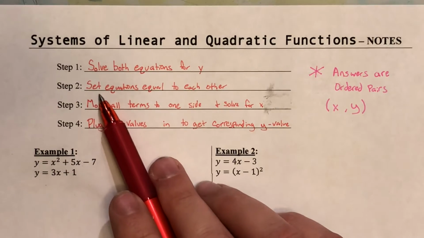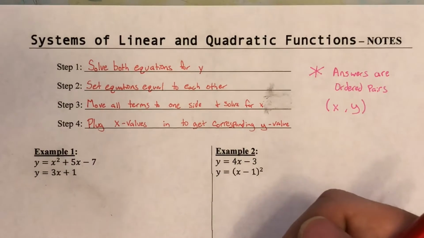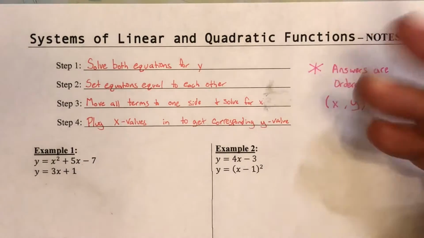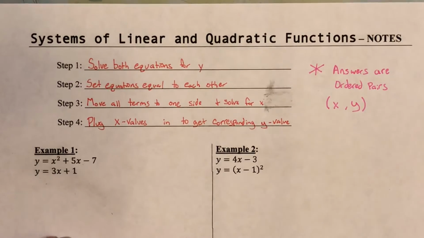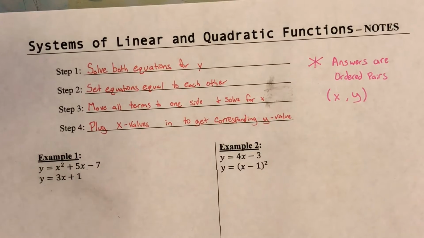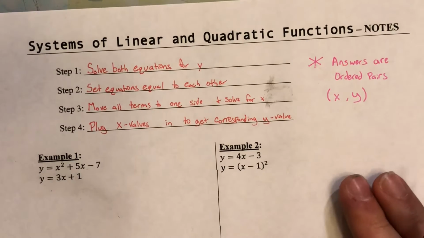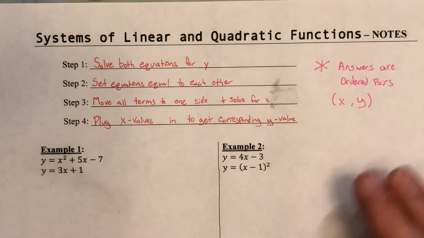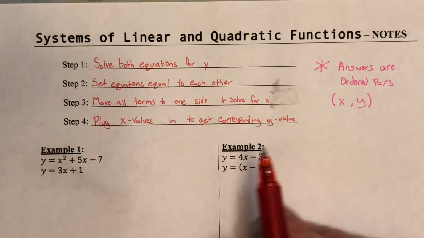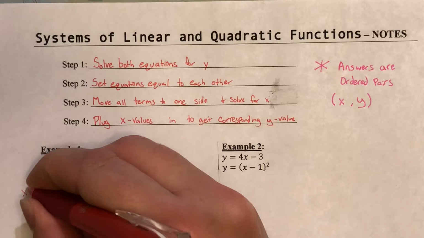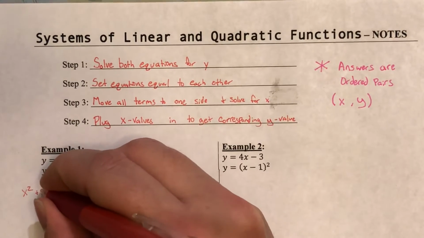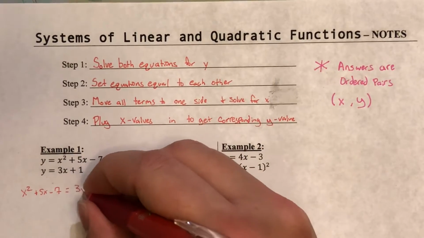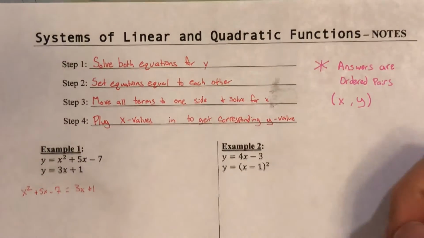Step 2 says we're going to set the equations equal to each other. Now, if I'm going too fast for you, it's okay. You can pause the video and write the things that you need to, for those of you that need more time to write, you have that ability. So step 2, you're going to set the equations equal to each other. So what that means, you're going to have x squared plus 5x minus 7 equals 3x plus 1.